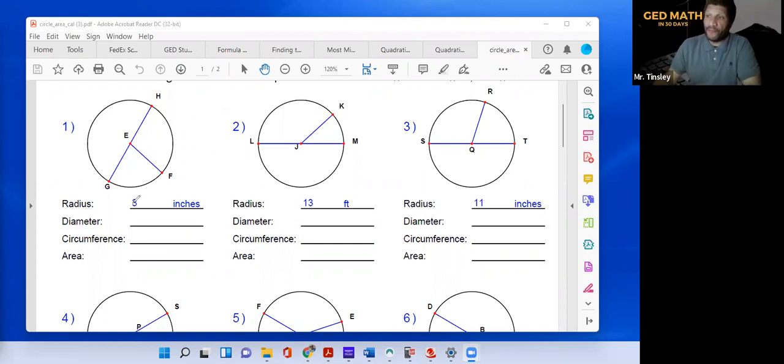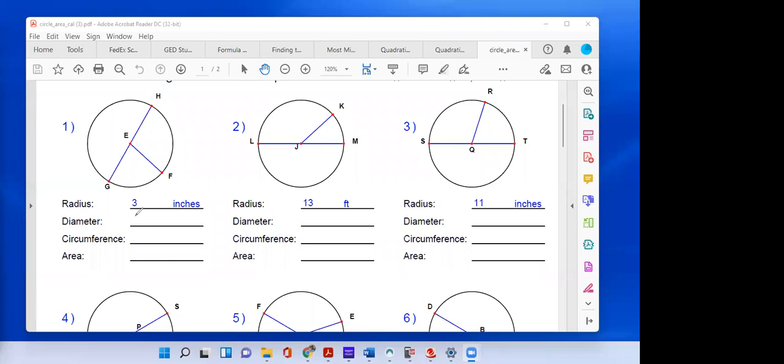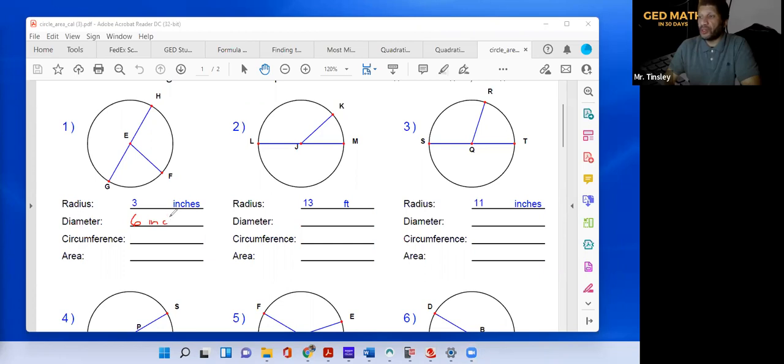Okay, good. So if the radius is 3 inches, for this number one, what's the diameter? From one side to the other, that'll be 6 inches. So the diameter is 6 inches. Right, so it's double the radius. You don't have to worry about that, it's just double the radius. So if you know the radius, it's double that, 6 inches.